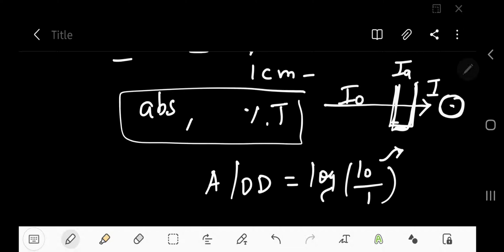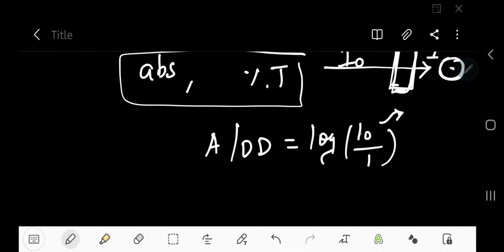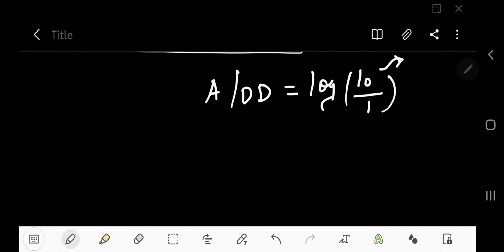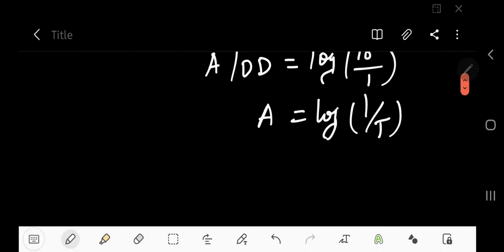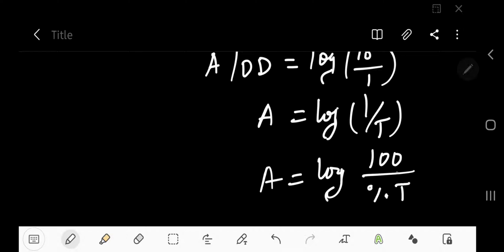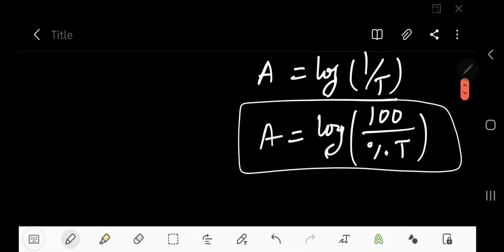There will also be absorbed radiation, IA. I naught is the intensity of incident radiation, and I is the intensity of transmitted radiation. So this equation can be simplified as log 1 by T, which is equal to A, absorption. If we consider this as a percentage, A is equal to log of 100% of the incident light passing through an object over the percentage transmitted. So you can use this equation to calculate either percentage transmitted or absorption. If we know the absorption, percentage transmittance can be calculated. If we know the percentage transmittance, absorption can be calculated.